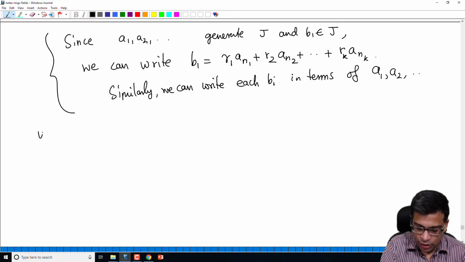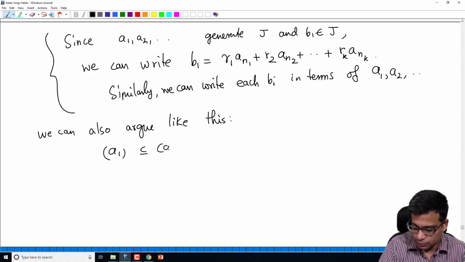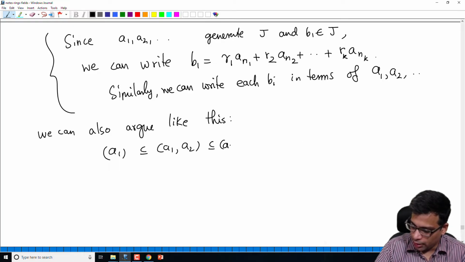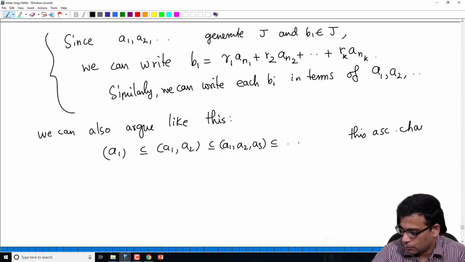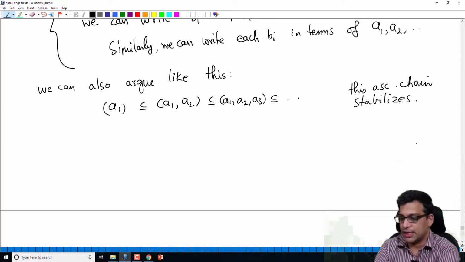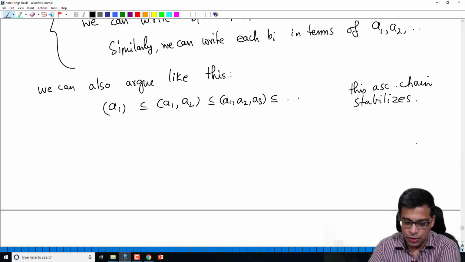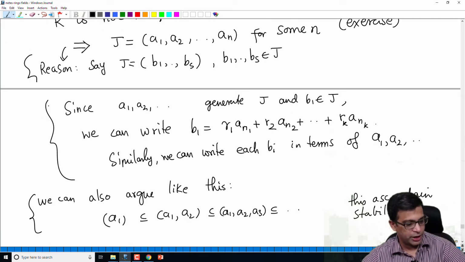Another way to see this is, we can also argue like this. We can consider the chain like this: A1, A2, A3 and so on, right? This ascending chain stabilizes because it's an ascending chain of ideals in a Noetherian ring R. So it stabilizes, that means beyond some point they are all equal, but they must all equal J, because if it is not equal to J, we would have continued, okay? So this is another argument to show that J is equal to the ideal generated by A1 through An.